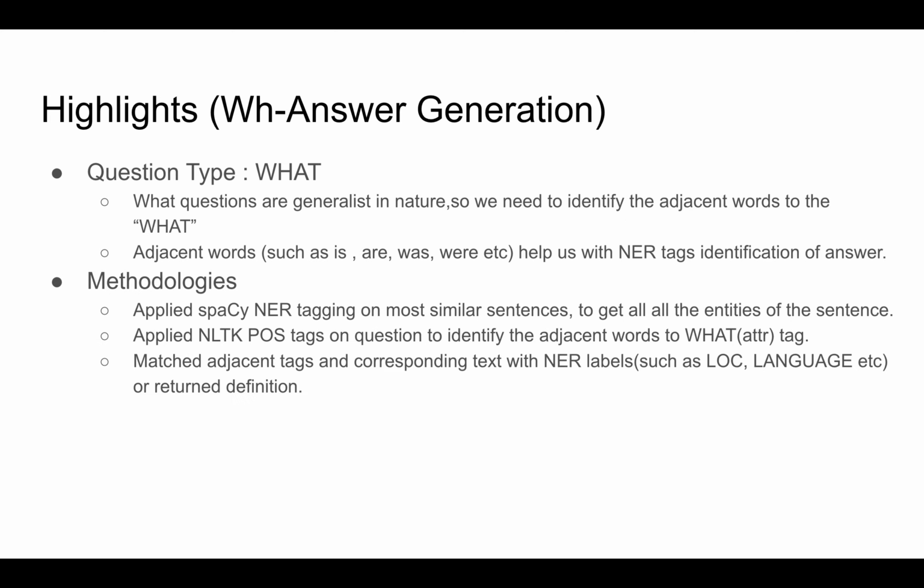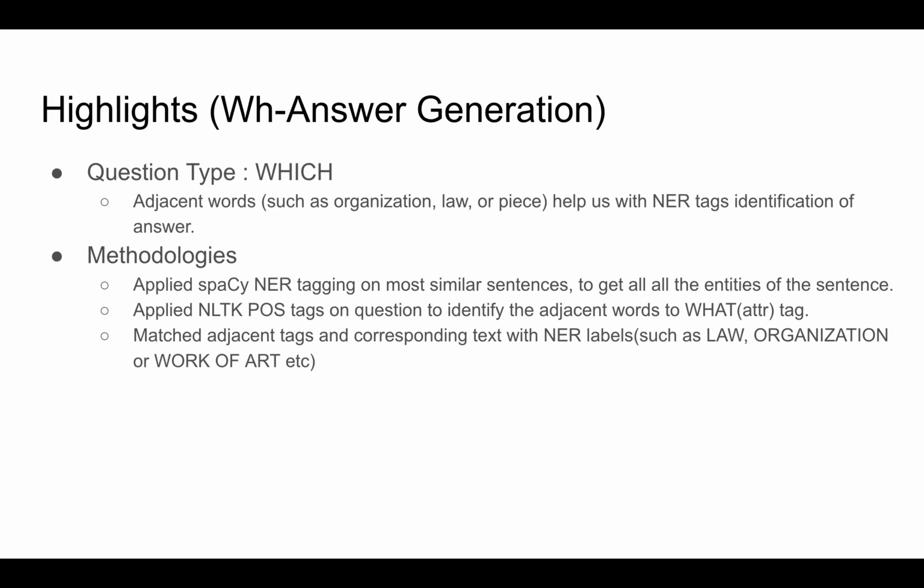For what type of questions, we first find the POS tags on the question to identify the adjacent word to the what tag. It's always adjacent to being words such as is, are, was, or were. Then we return the matched adjacent tags and the corresponding tags with the NER labels. The which question is very similar to what.